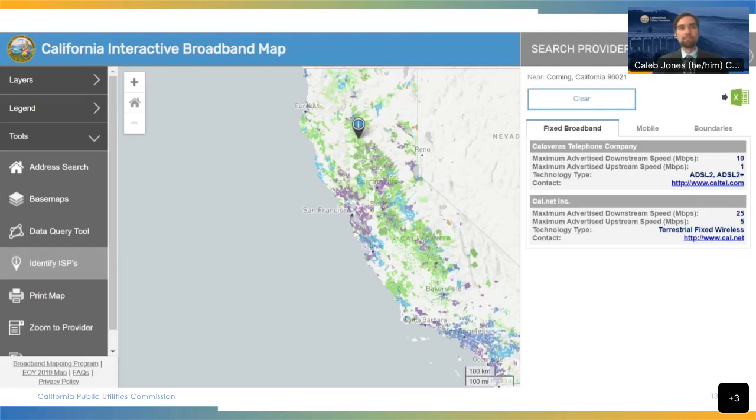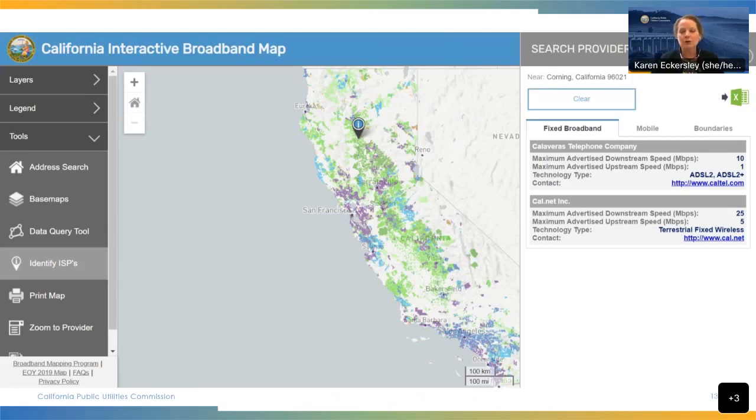This next slide shows the California Interactive Broadband Map. You can find it at broadbandmap.ca.gov. This is a great location to see which companies are serving in your community and what their advertised speeds are. If you click on ISP search and put a pin in an area, you can see the ISPs serving there. This example shows Corning, California, where you can see 2 fixed ISPs with service.